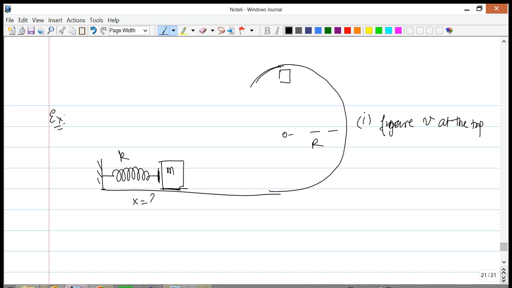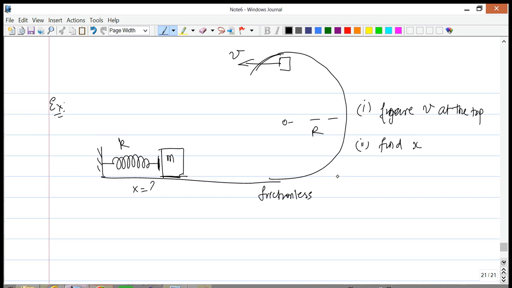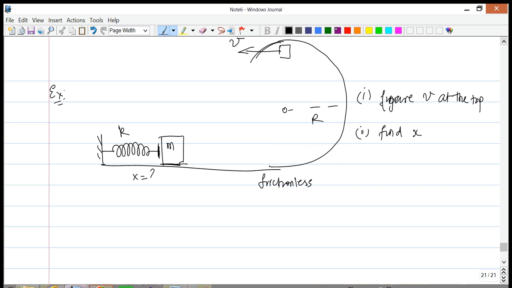Okay, so we're going to assume everything is frictionless in this problem. If there was friction, then we'd have to account for friction in a slightly more involved way, and we'll do that in the next example. So we have speed at the top v, we're going to figure out, and then the next thing we'll figure out is x, the spring compression. You probably guessed it correctly.